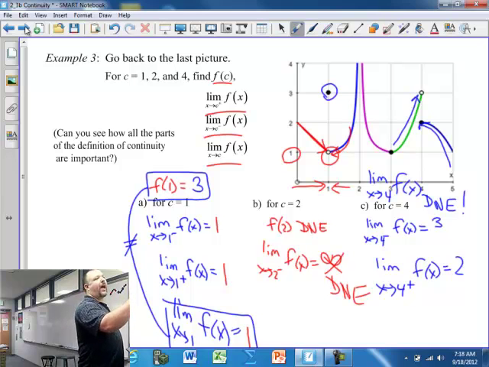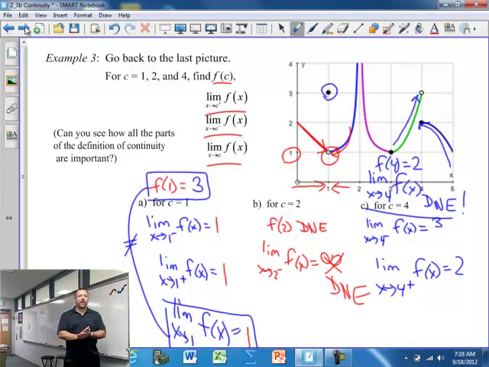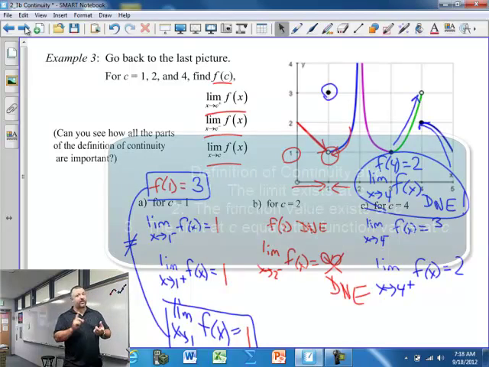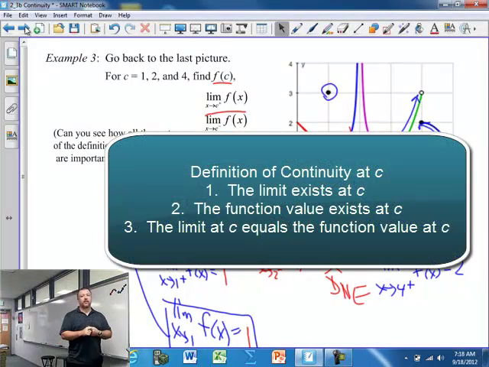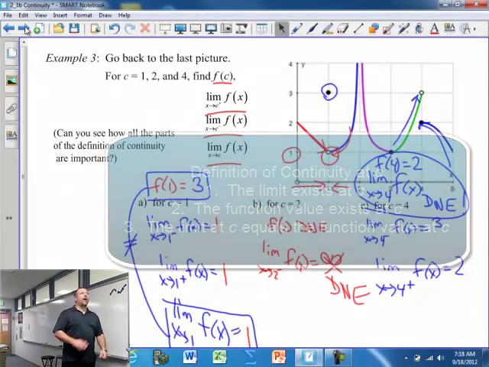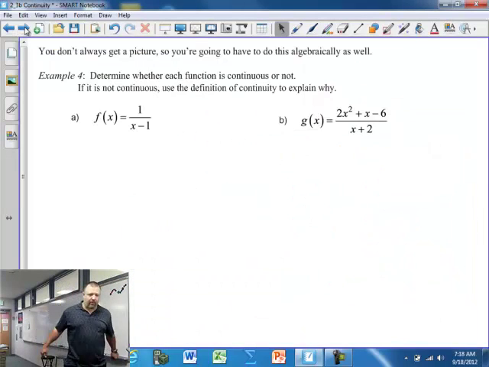You could argue that f of 4, just for fun, happens to be defined, but if the limit doesn't exist, it doesn't matter if the function value exists or not. There are three things that have to be checked. Does the limit exist? And in order for it to exist, you have to check the left and right limits a lot of times. Then you have to check the function value and verify that they really are the same. Don't forget any of those pieces.